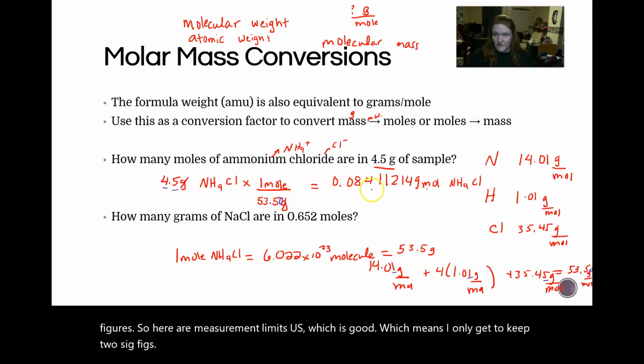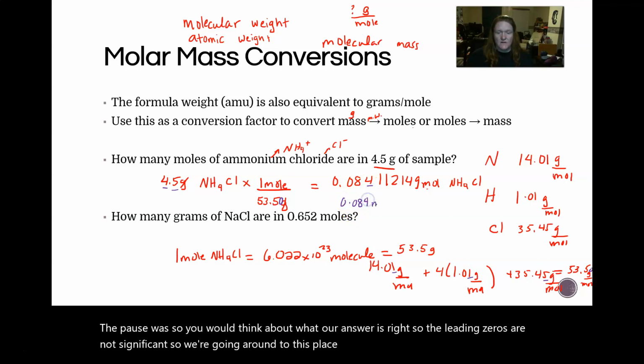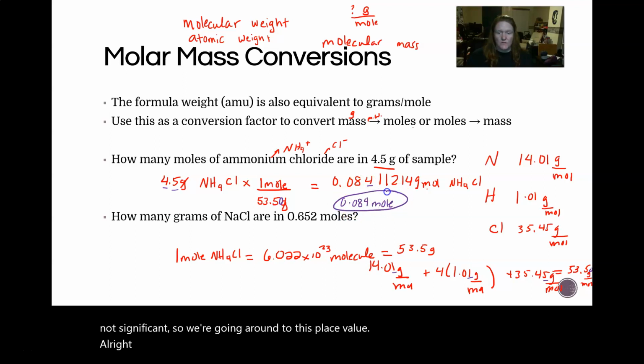The pause was so you would think about what our answer is, right? So the leading zeros are not significant, so we're going to round to this place value. All right, and so that's our answer for the first question. I want you to pause it again. Try to answer the second question on your own.